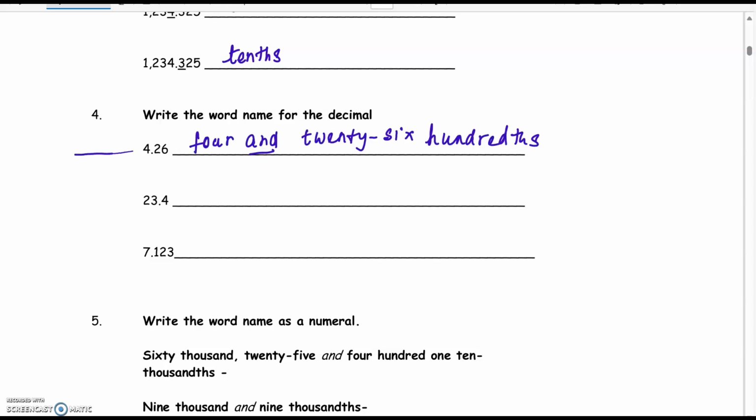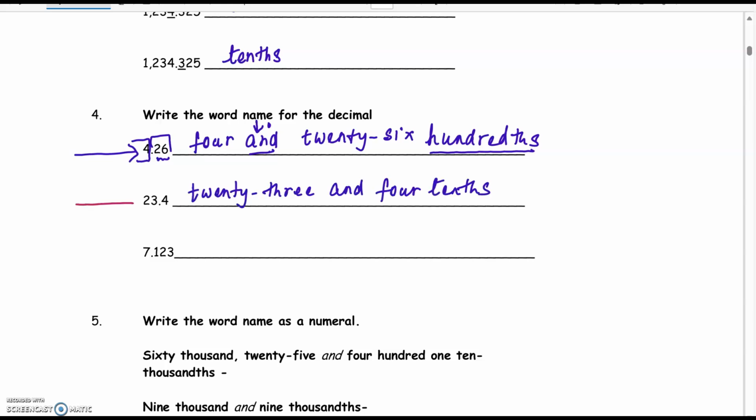So let's look at the first number, 4.26. 4 is the whole number part of it. 0.26 is the decimal part of it. So we have to separate the whole number and the decimal portion with the word and. Let's read the first part, which is your whole number. It's just a 4, so we write 4. The decimal point is replaced with the word and, then there are 2 decimal places, so that's where the hundredths comes from, and the number after the decimal point reads 26. So it's 4 and 26 hundredths.